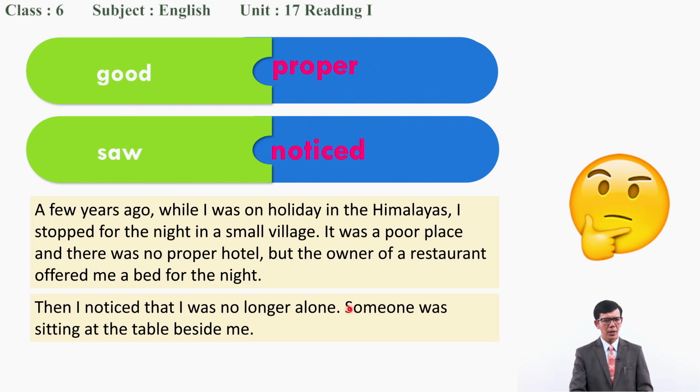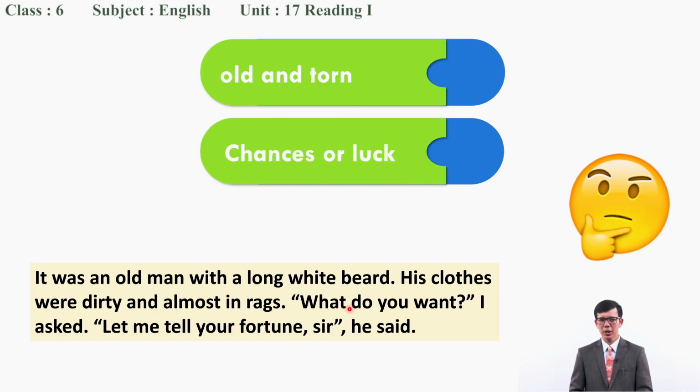In the same way, please have a look at another one. What can you find there? You have to find the similar meaning of whirled and turned, and chance or look. Let's have a look at this text. It was an old man with a long white beard. His clothes were dirty and almost in rags. "What do you want?" I asked. "Let me tell your fortune, sir," he said.